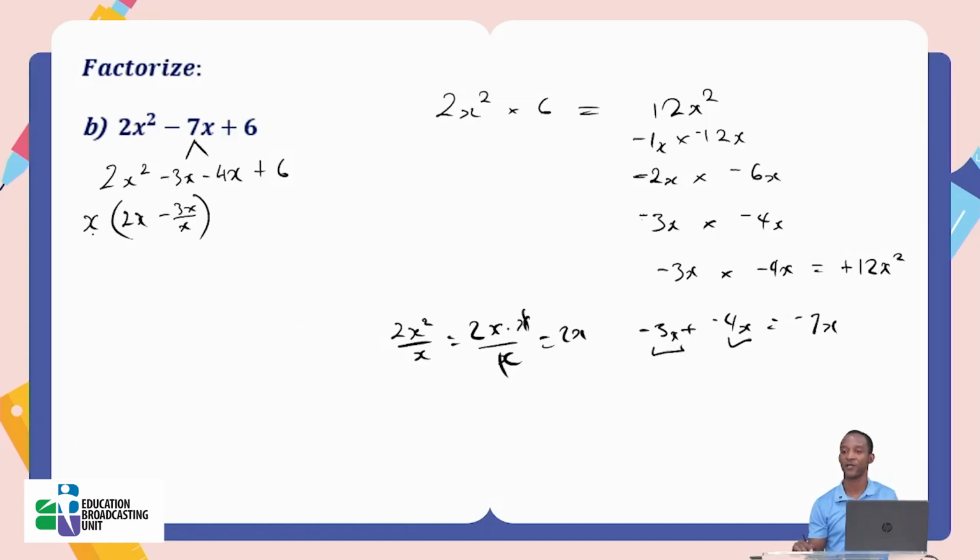And dividing the negative 3x by x, the x's will cancel, so we'll end up with minus 3. So negative 3x, that's this term, divided by the factor x, the x's will cancel, leaving us with negative 3. We'll put that right here.